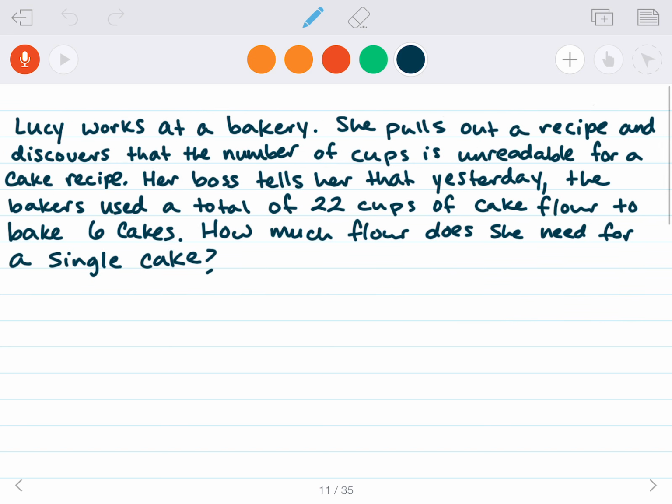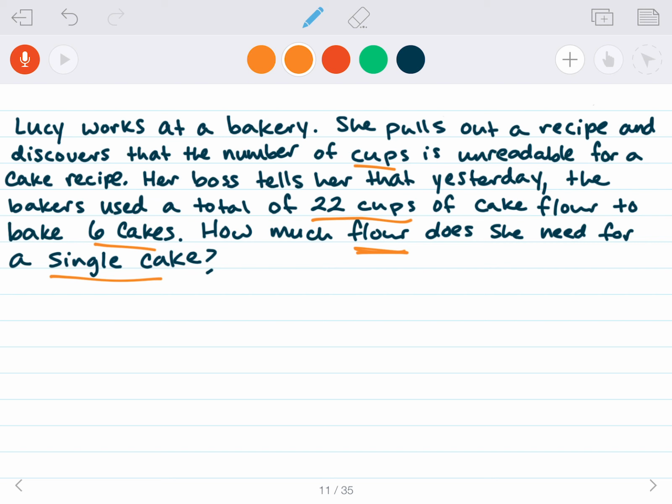Let's do some examples. Lucy works at a bakery. She pulls out a recipe and discovers that the number of cups is unreadable for a cake recipe. Her boss tells her that yesterday the bakers used a total of 22 cups of cake flour to bake 6 cakes. How much flour does she need for a single cake? Okay, so we're looking for flour. We're looking for a unit rate because this girl only wants to bake 1 cake. She's like, well, I know that it takes 22 cups of flour to bake 6 cakes, but how much does it take to bake 1 cake?